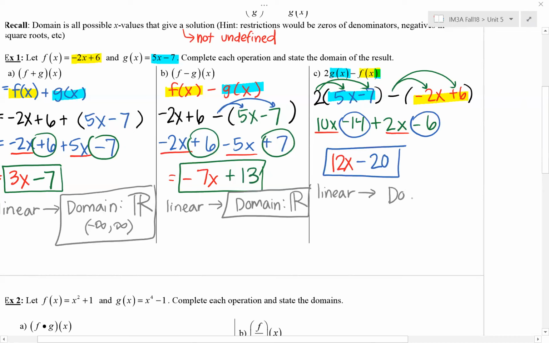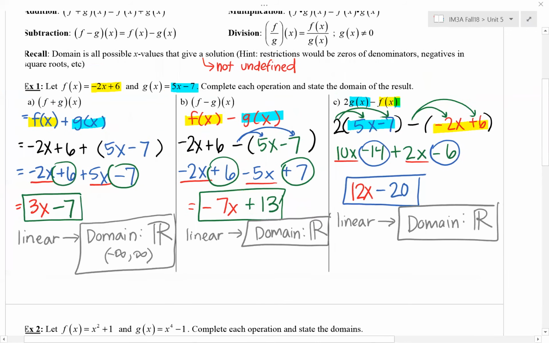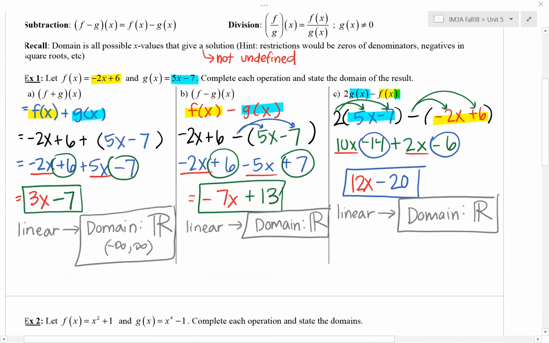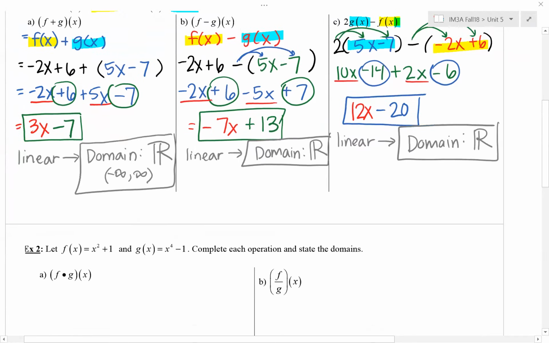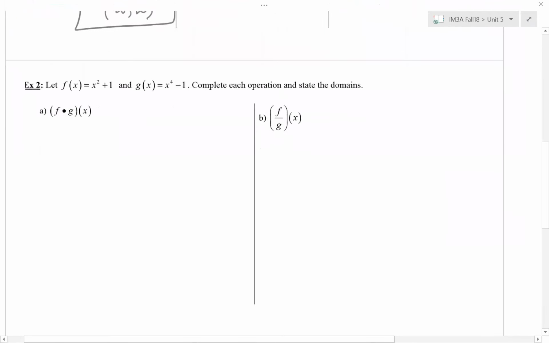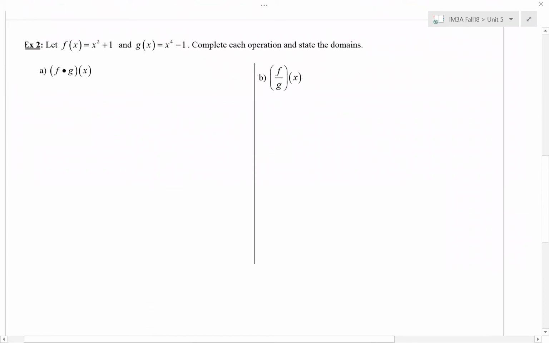So a linear function has a domain of all real numbers. So those are my two answers. So notice that when I'm adding or subtracting, I might have to change the signs on an expression when I'm subtracting. Sometimes they'll give me more things where I have to multiply by a number. In the next slide, we're going to actually multiply entire functions together.